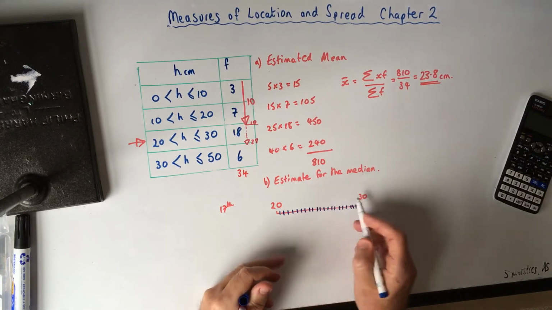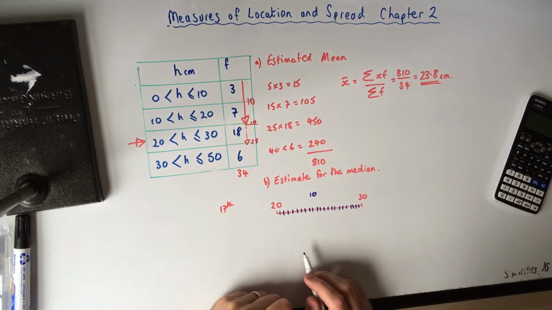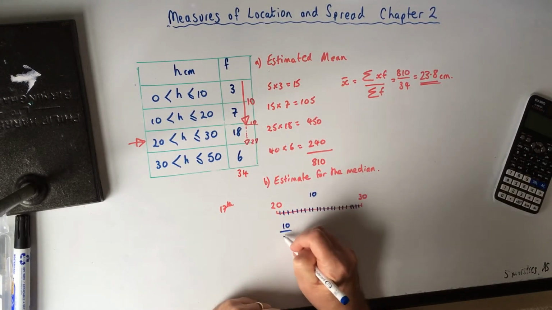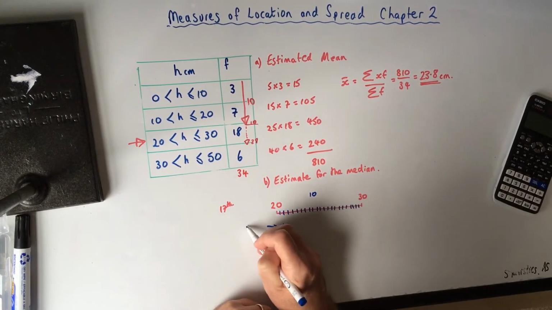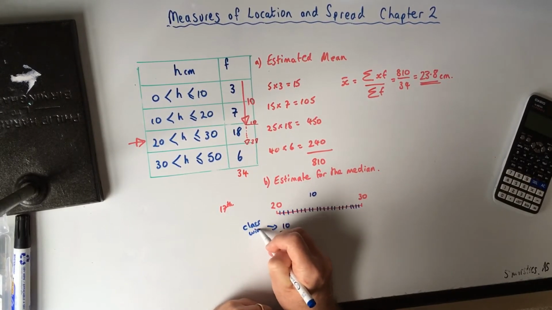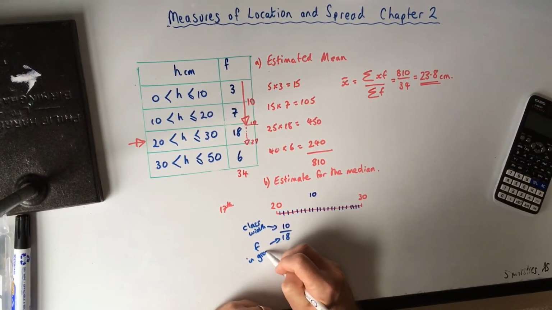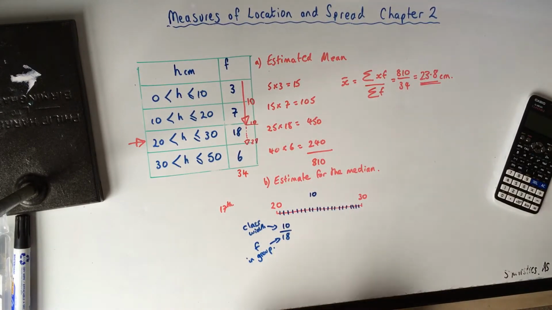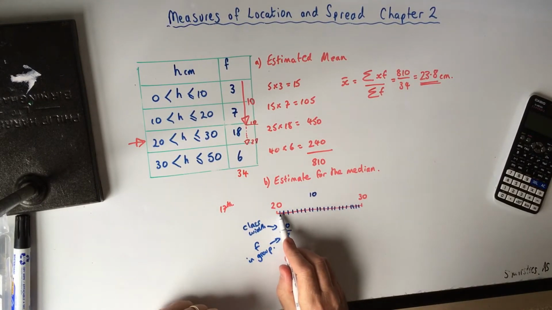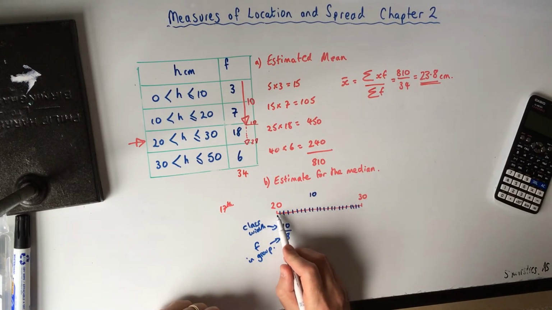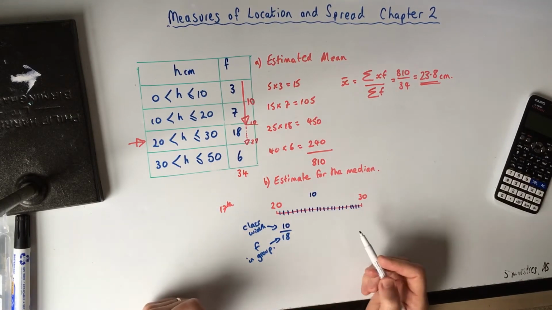Now the class width is of course 10 between 20 and 30, and we've got to divide that up into 18 pieces. So we do 10 divided by 18. That's the class width divided by the frequency in the group. So each one of these increments is 10/18, or 5/9 if we cancel it down.